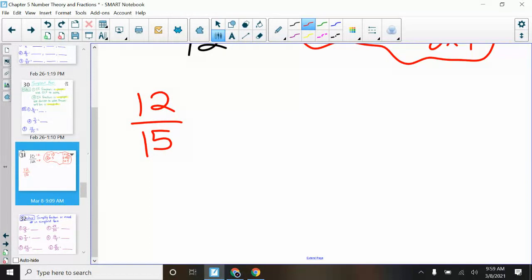All right. The greatest common factor is what? 1, 2, 3. 3 is the greatest common factor. If I take each of these and I divide it by 3, what do I get? 4 over 5. That's your final answer. This is easy. Are we good on that? Let's move on to what the other kinds would be.